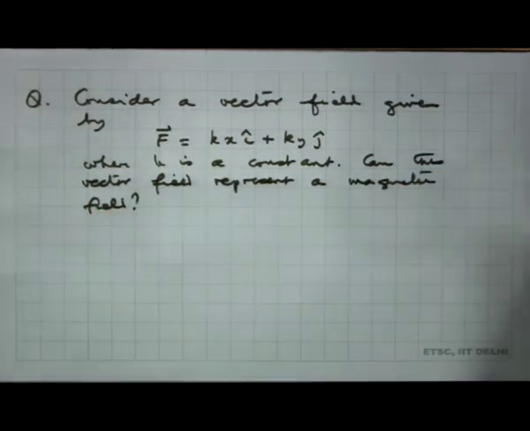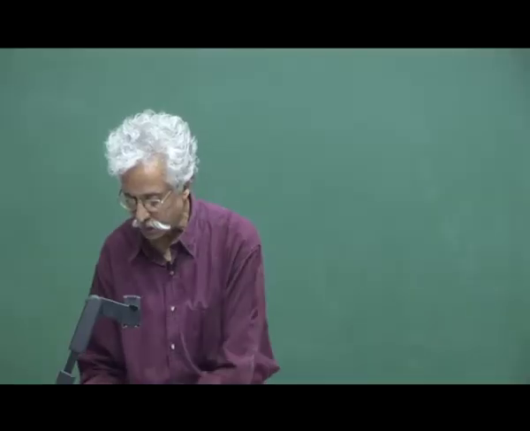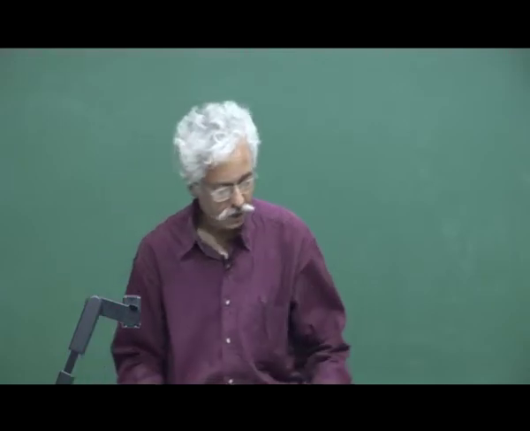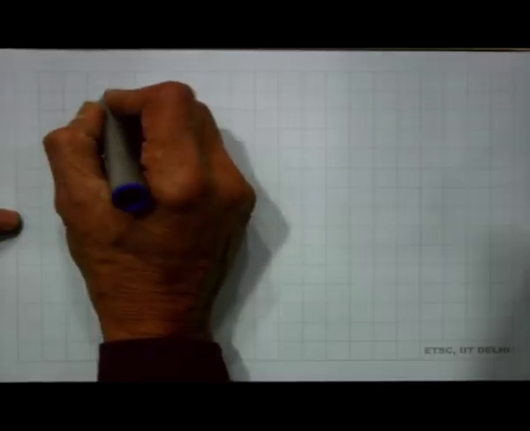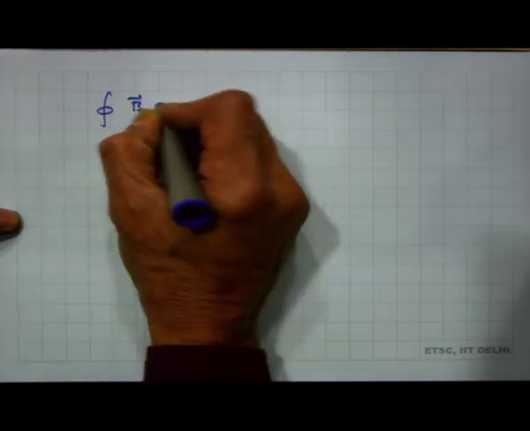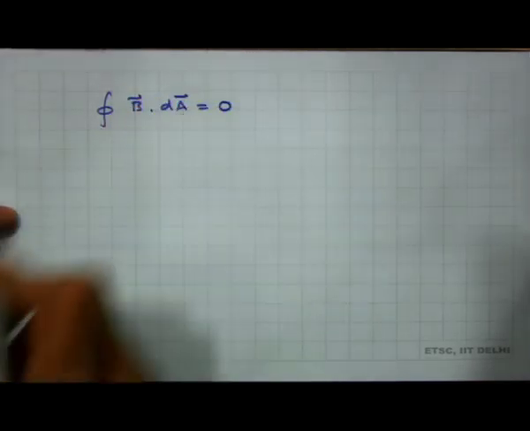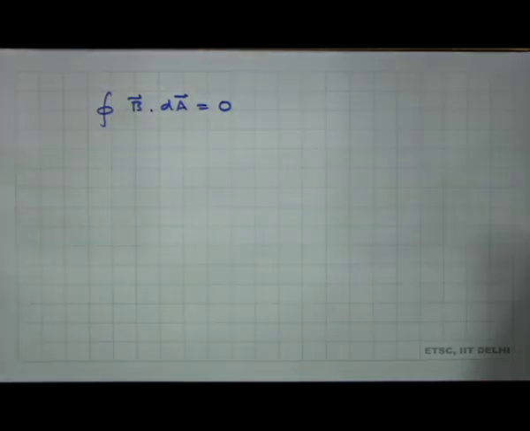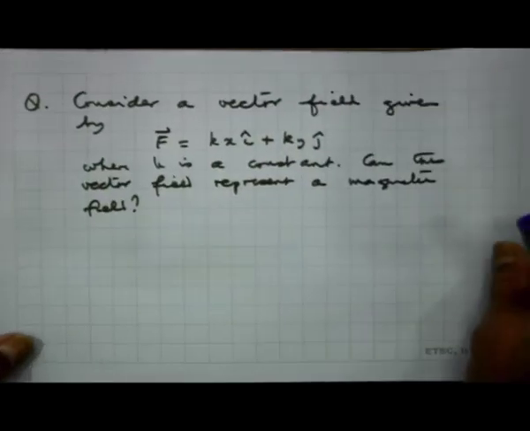So, we have a vector field given by f is equal to k x i cap plus k y j cap, and the problem is to find out whether such a field can represent a magnetic field. Now, what do we know about properties of magnetic fields? We know that magnetic fields must satisfy an equation which essentially says that integral B dot dA must be 0. That is, the flux of magnetic field from any closed surface must be 0. So, we need to check whether this particular field satisfies this condition.